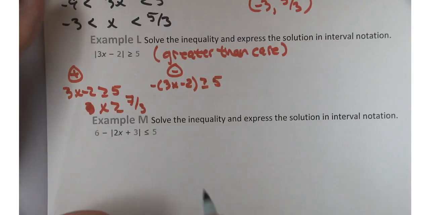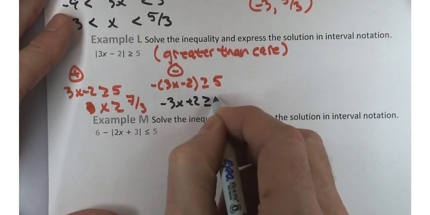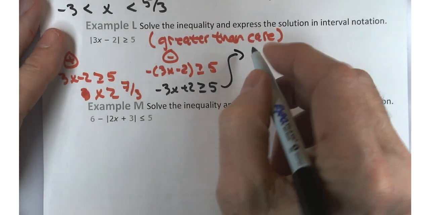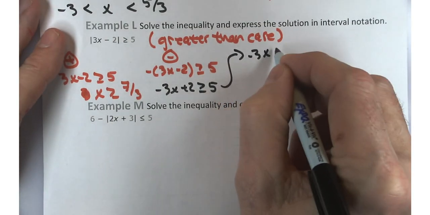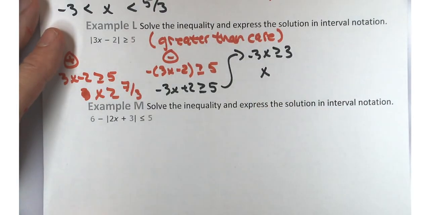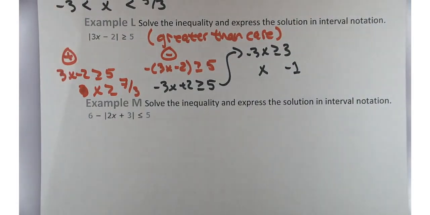So here I'll distribute the negative to both terms. And then I need to solve. So let me keep on going. That's going to be negative 3x is greater than or equal to 3. So x, well, I'll divide by negative 3 and I get a negative 1 there. But what am I being coy about? What's missing? Flip the sign. Yeah, you got to flip the sign. So it's going to be x is less than or equal to negative 1.